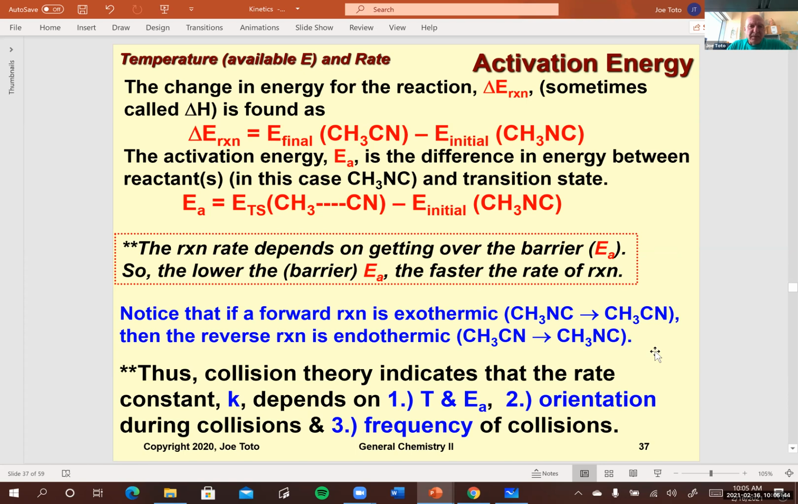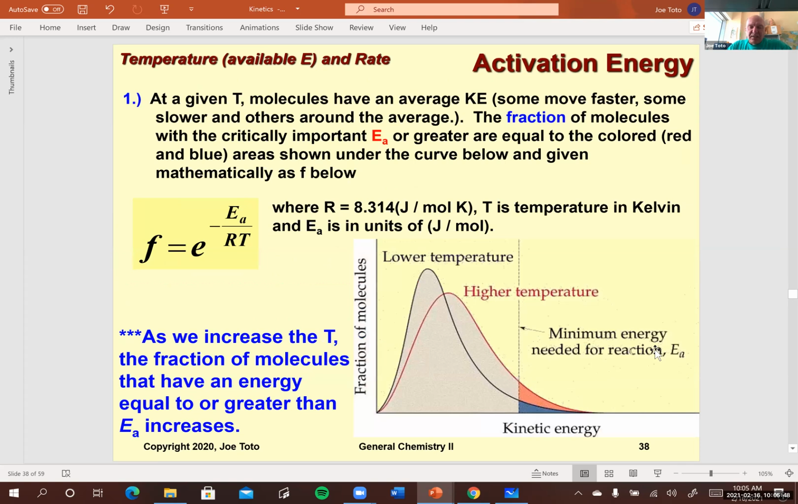Arrhenius said, man, I wish there was some math I can use. And Boltzmann says, hey, I know of a mathematical function that allows me to talk about a collection of particles, let's call them molecules, and the distribution of energy within.